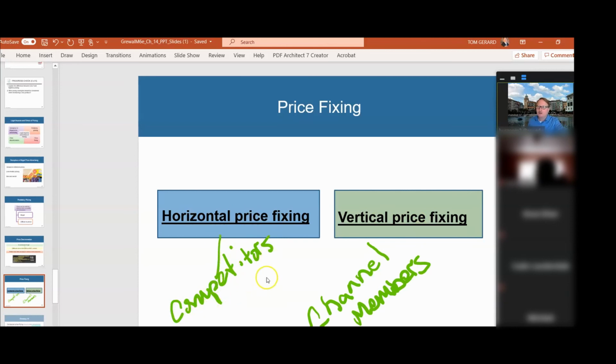Horizontal is where competitors come together. I'm running out of time today. We need to be done.